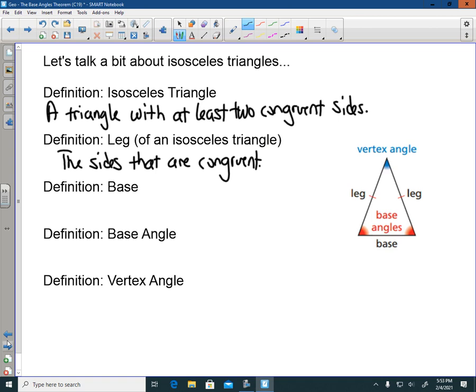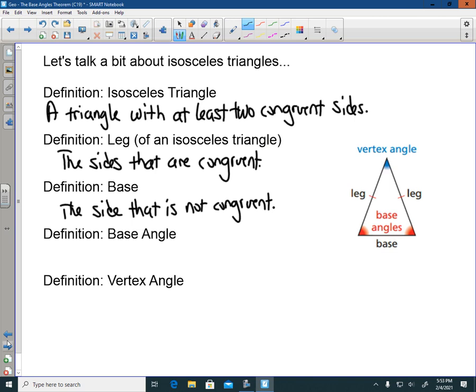And then the other side, the third side, the one that is potentially not congruent, is called the base. The side that is not congruent. I'm going to pause here for just a second and point out two technicalities.